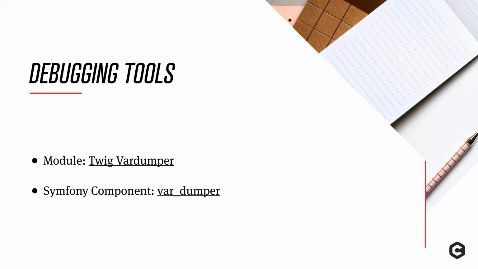With Twig VAR-dumper, you just install the module. To do the Symfony component, do you have to specify in your Composer file, or is it automatically there with Drupal? I believe it's automatically included now, so you should be able to access it. There's a link to the documentation on the slide of how you do that.